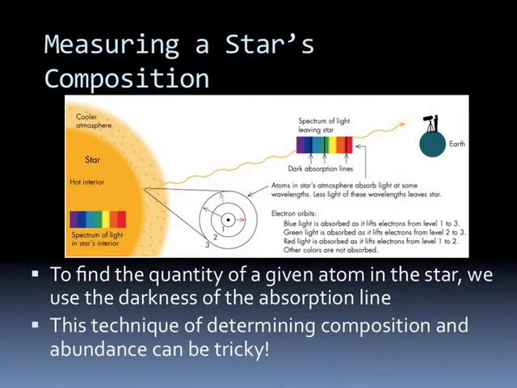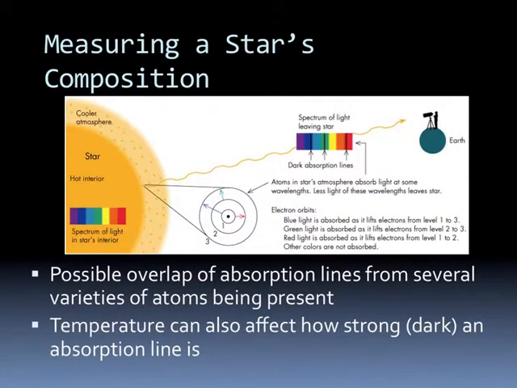So to find the quantity of a given atom in a star, we use the darkness of the absorption line. The darker or wider the absorption line, the more material there is. This technique of determining composition and abundance can be tricky. There is possible overlap of absorption lines from several varieties of atoms being present, and temperature can also affect how strong or how dark an absorption line is.